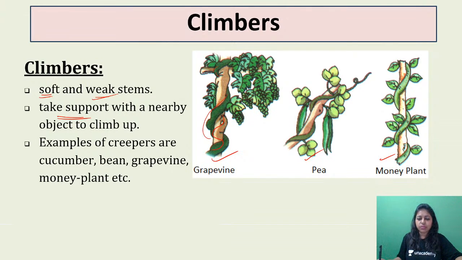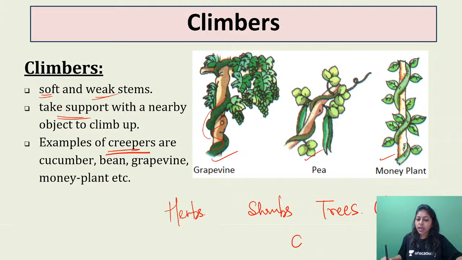Most of the houses have these money plants which are grown in pots or in vases. So here, these are some of the creepers. So what all things have we spoken about? We have spoken about herbs, shrubs, and trees, and then we have spoken about climbers and creepers.